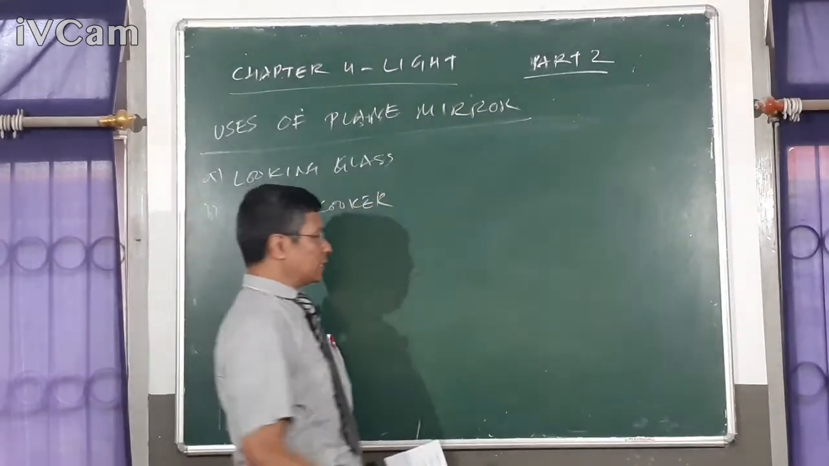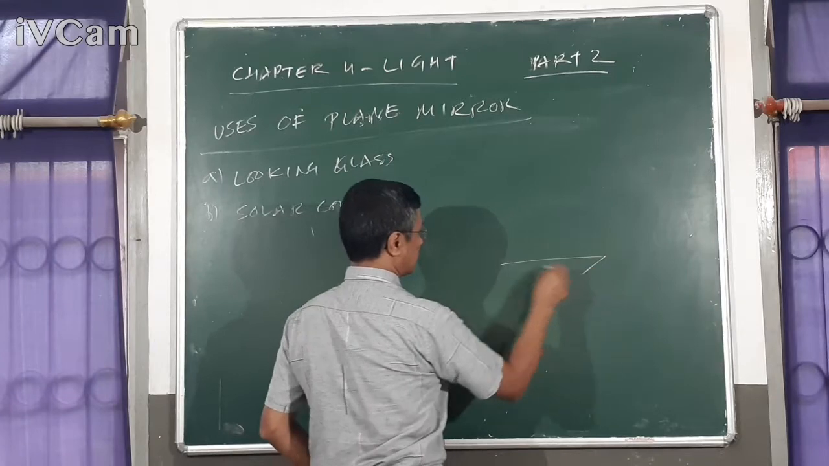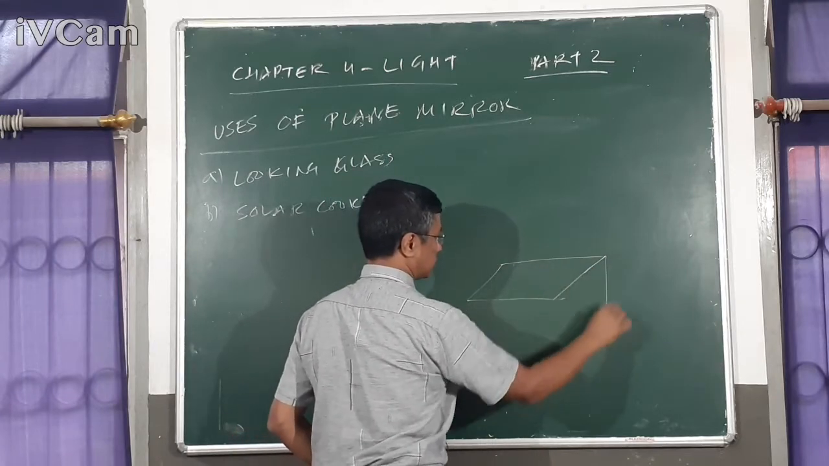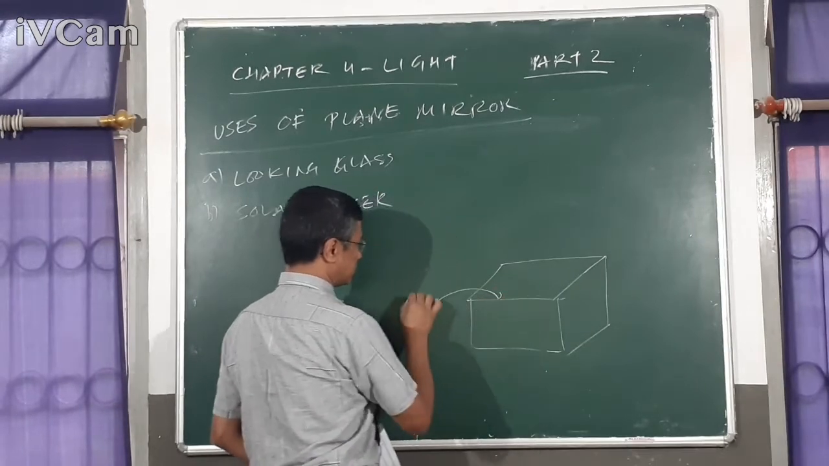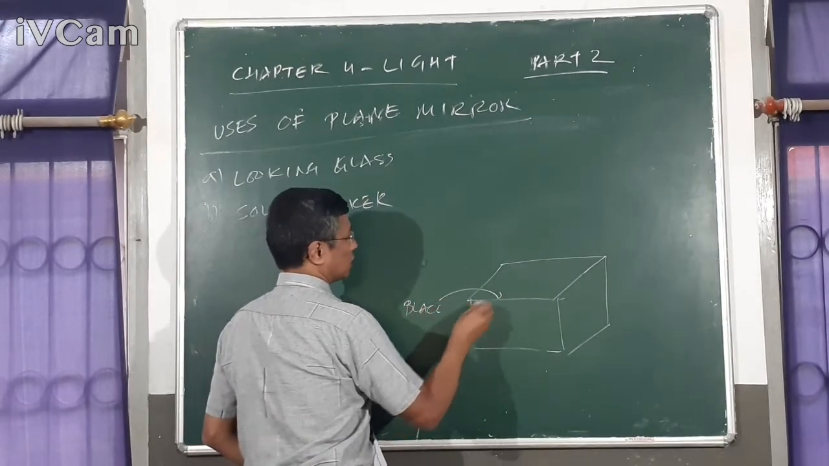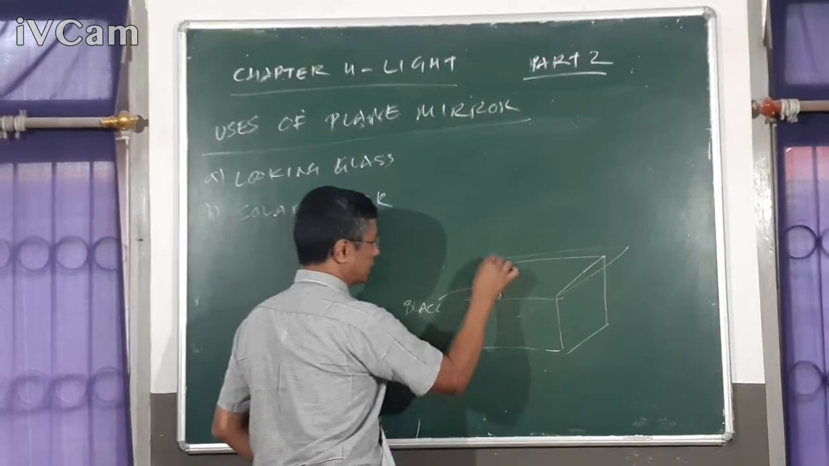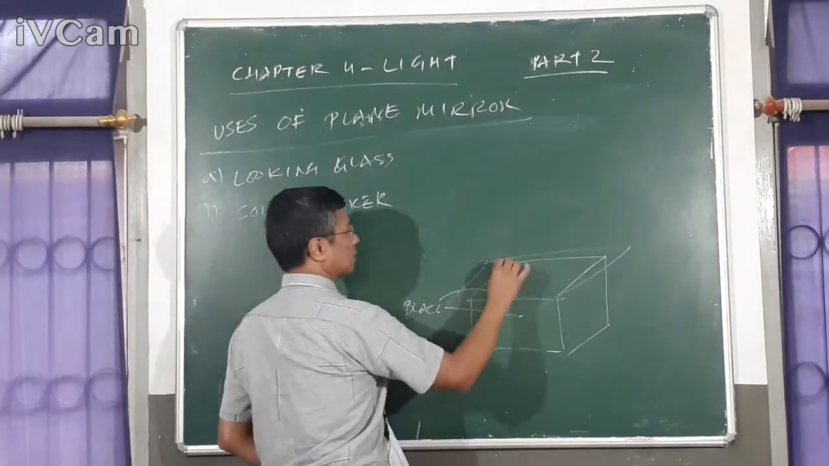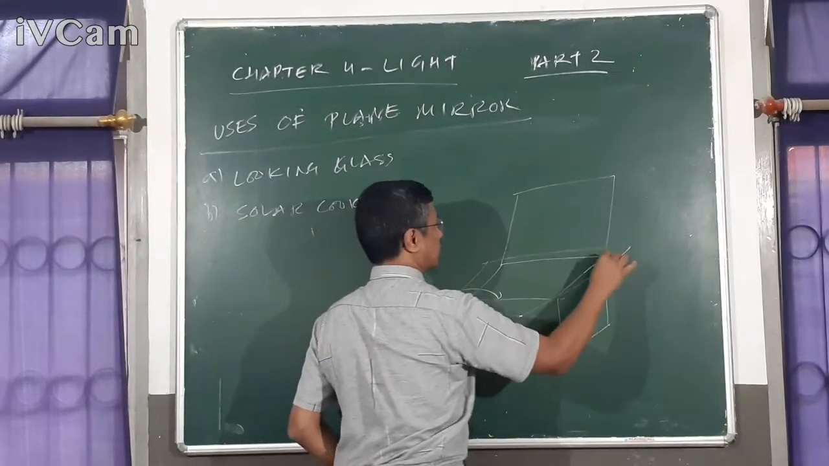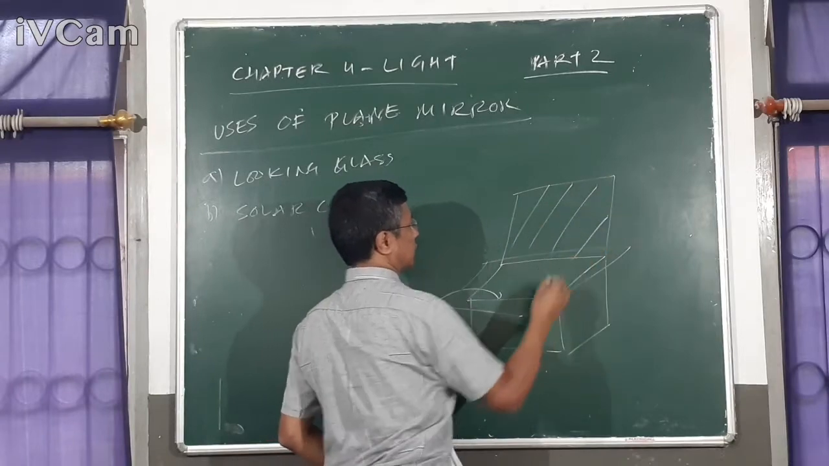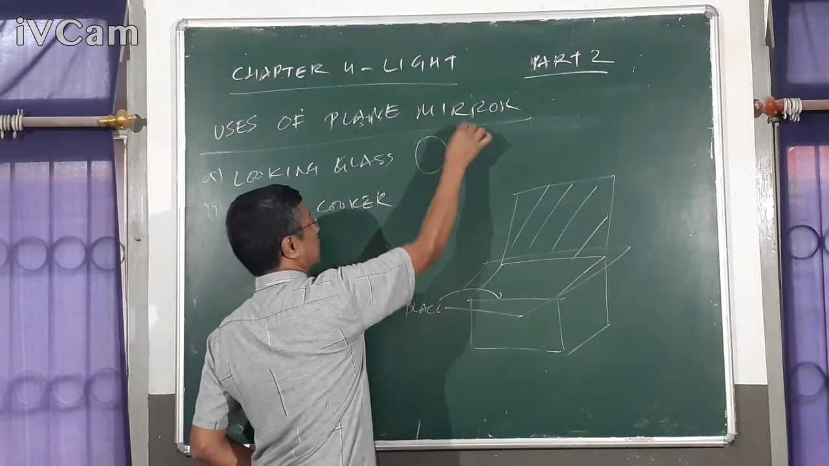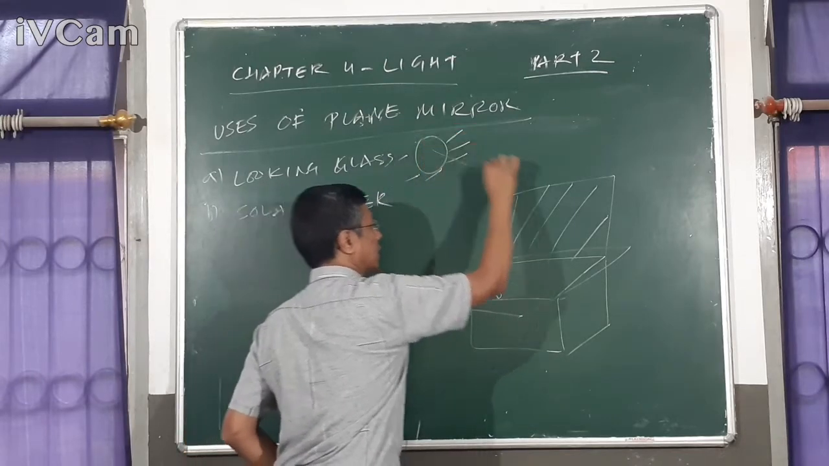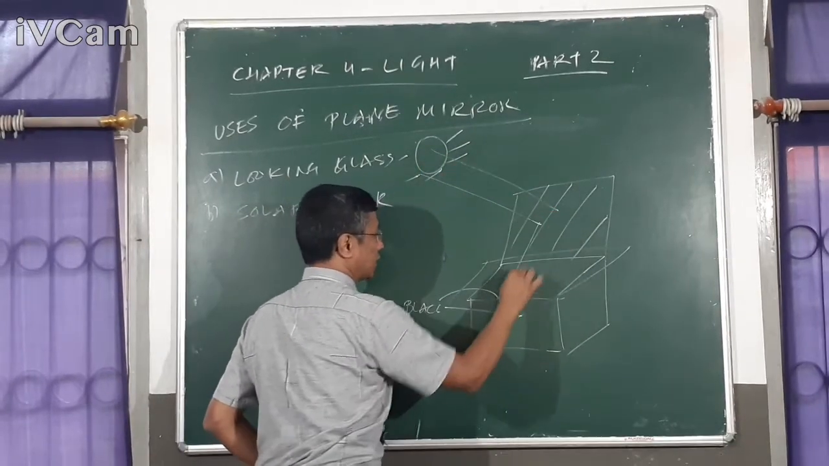In this case, what is done is you have a box which is painted black inside, and a plain glass is placed on top of that, and then a mirror is used on the top in such a way that the rays from the sun get reflected into the box.